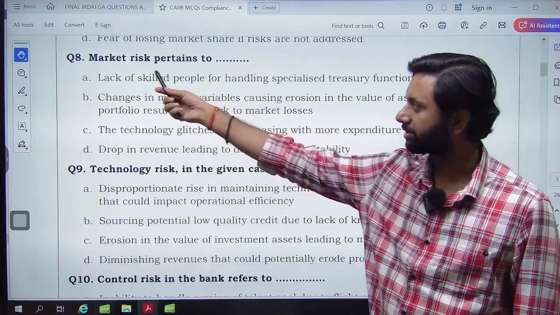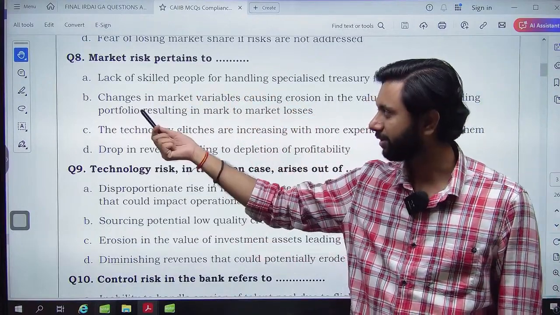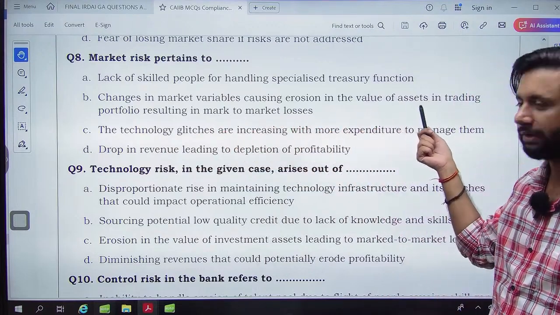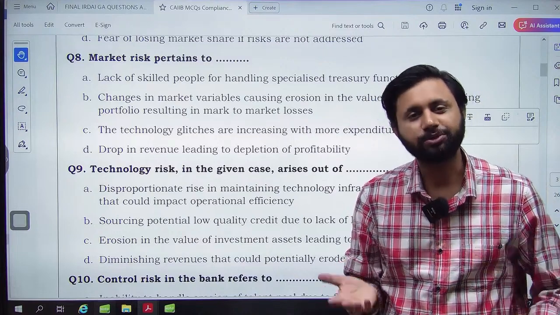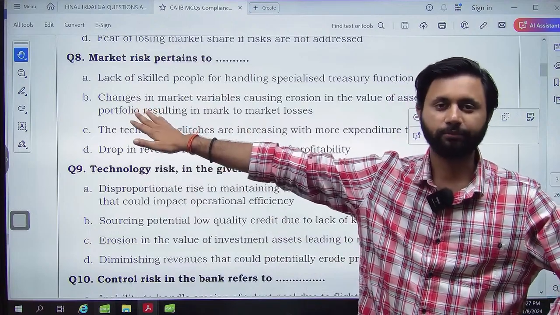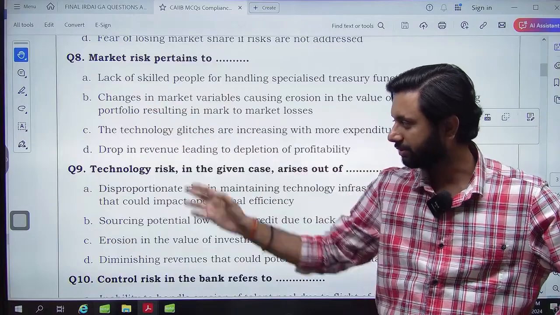Next is: market risk pertains to, we've discussed it n number of times, but nevertheless, changes in market variables causing erosion in the value of assets. कि मार्केट की वजह से आपके एसेट्स की वैल्यू ऊपर नीचे हो रही है and potentially the losses we are discussing in context of market risk. So B is the answer.